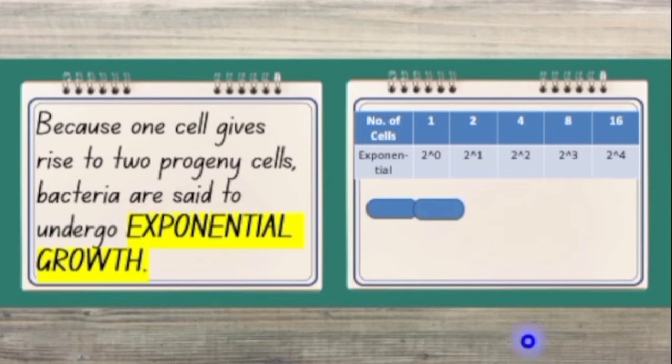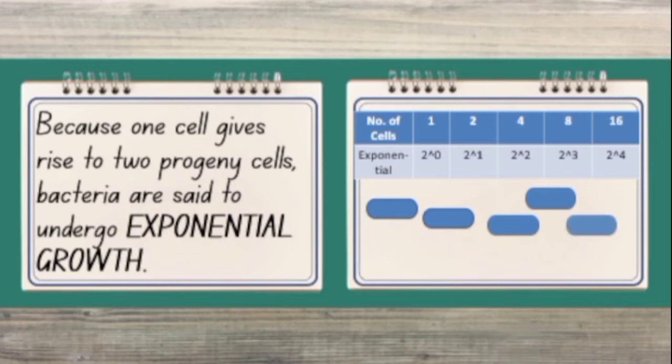Now, let us proceed. In this picture here, you can see that the single bacterial cell doubles, and after a few minutes, it continues to increase and increase until it reaches the 4th generation, wherein there are already 16 bacterial cells. So this is just an illustration of the table that is shown above.